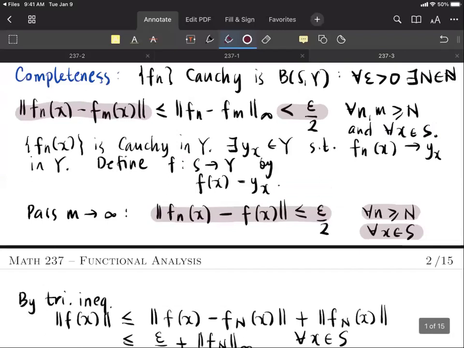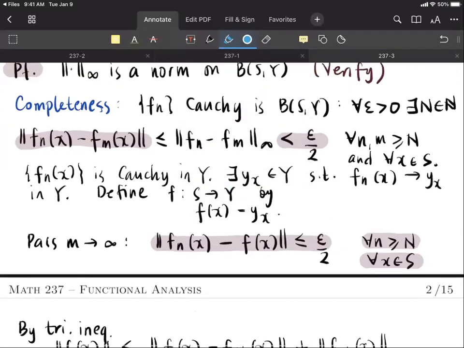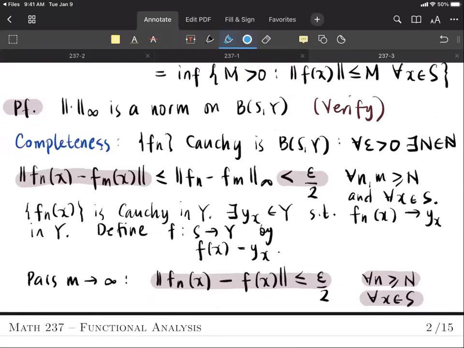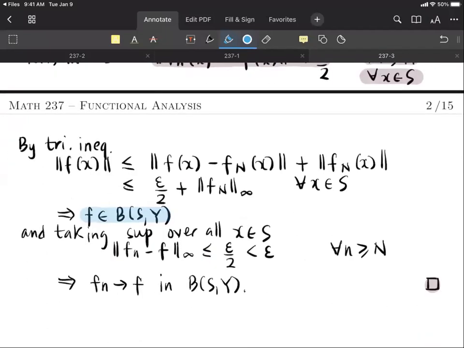Okay. So again, here is the standard way of showing completeness. We have constructed a candidate limit. Here we have shown that the candidate limit is in the space. And we show, in fact, that the Cauchy sequence converges to this candidate limit.